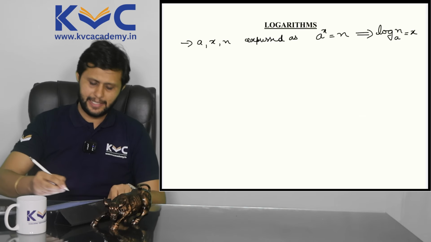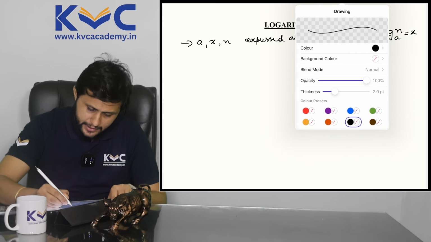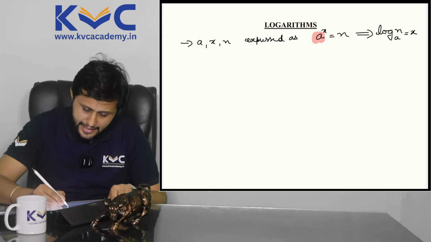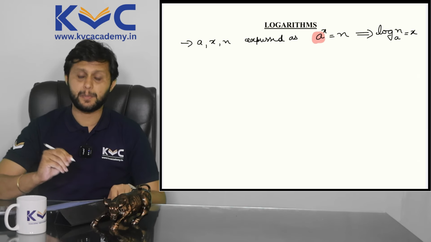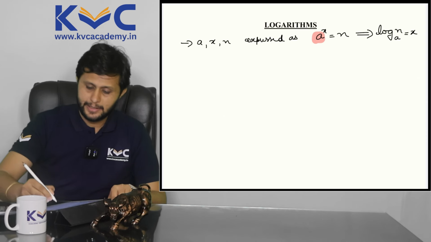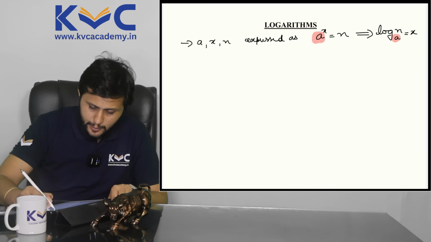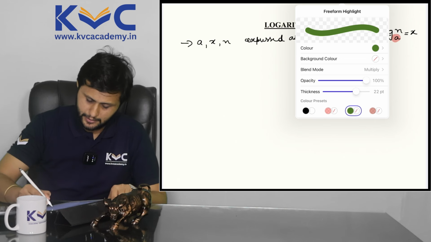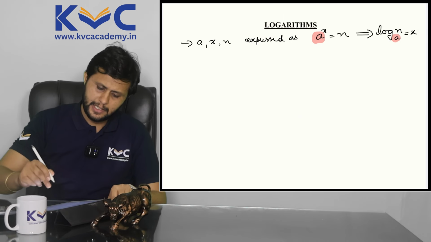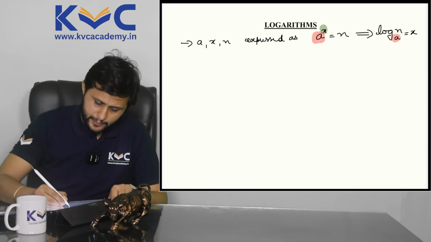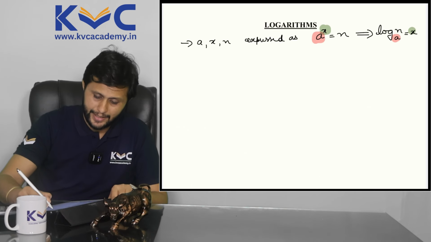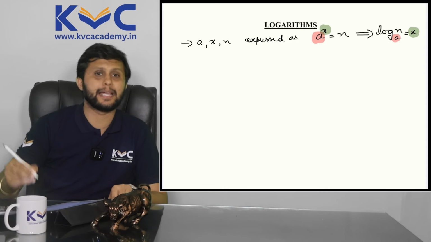Now let's see what exactly is happening. I'll start highlighting using different colors over here. First, you see this base in the exponential form, a, that has moved to the base of the logarithm form. Correct? Next, we'll see where this x has gone, which was there in the power. Now it has gone as the answer for logarithm.